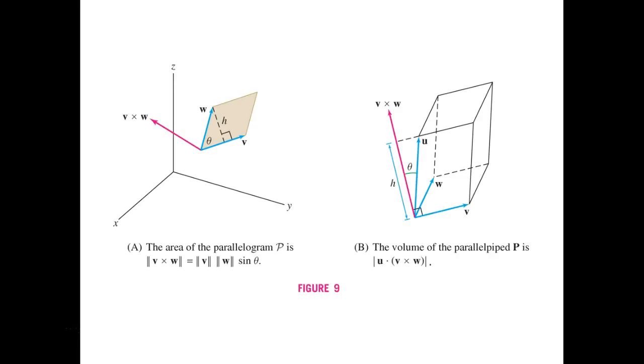The magnitude of V cross W is the magnitude of V times the magnitude of W times the sine of the angle in between. The magnitude of V is the length of V, and the magnitude of W is the length of W. The sine of the angle in between is the ratio of the opposite, which is this perpendicular distance, to the hypotenuse, which is W again.